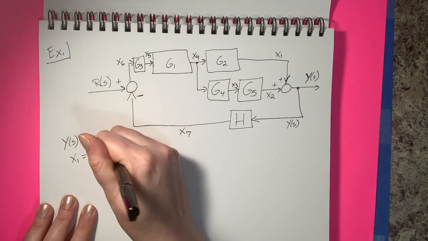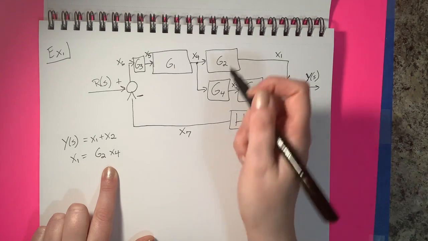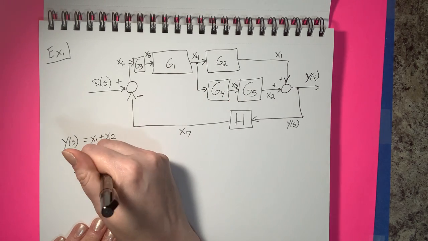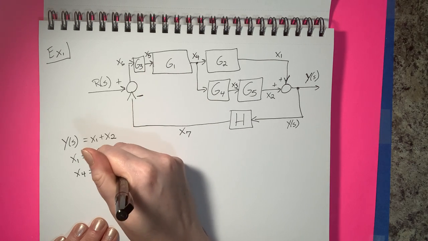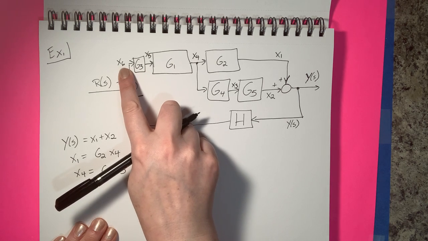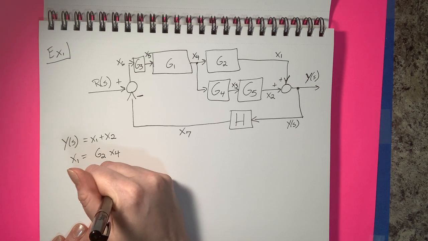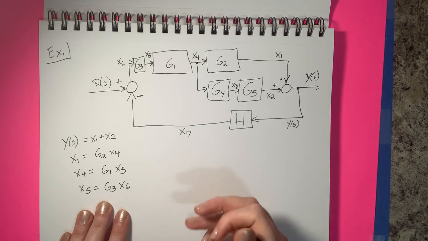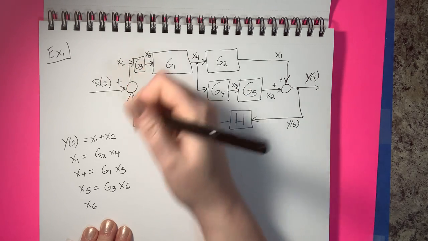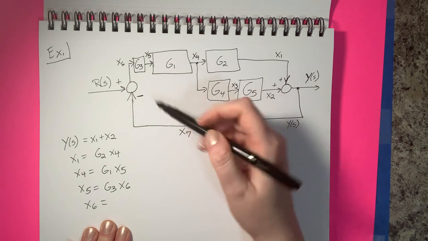Okay, I'm going to go ahead and keep working back this way, and then we'll take care of this line and finally this feedback. All right, so x4 is the output of this G1 block. So G1 operates on the input x5. Okay, next one, x5 is the output of this G3 block, which takes x6 as the input. So x6 operated on by G3 is x5. Okay, there we go. All right, x6. We'll just go ahead and take care of him since we're over here. x6 equals the output of the summing junction, which takes R of s and subtracts off this x7.